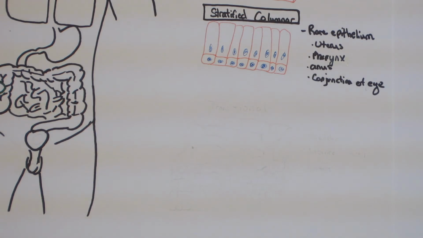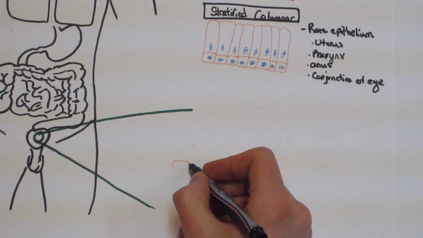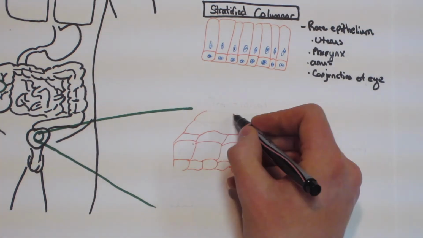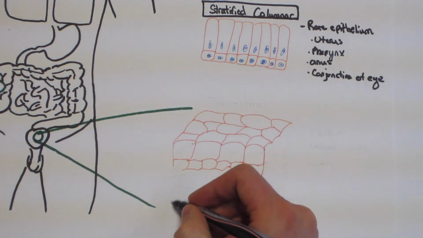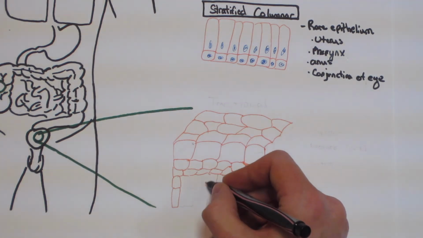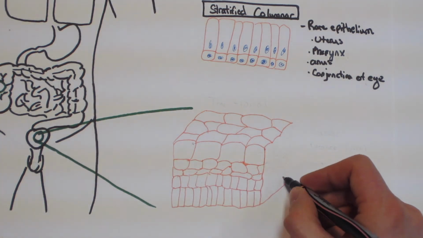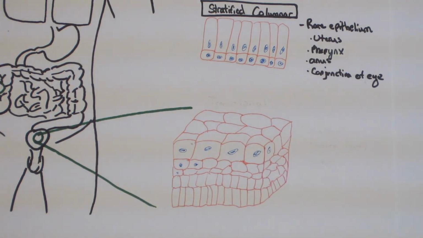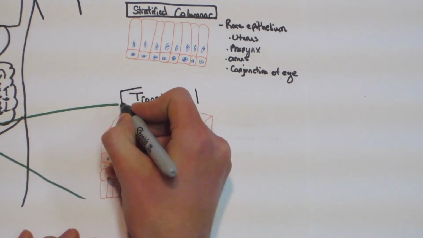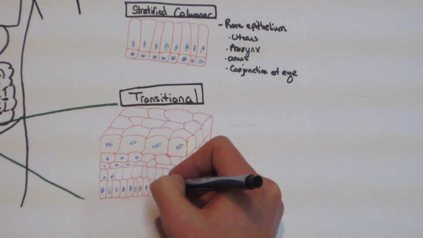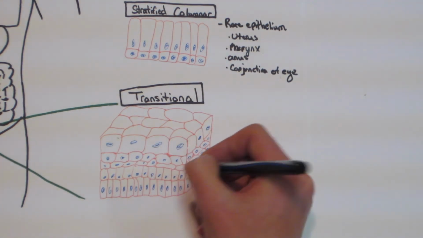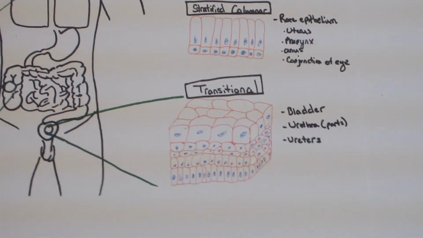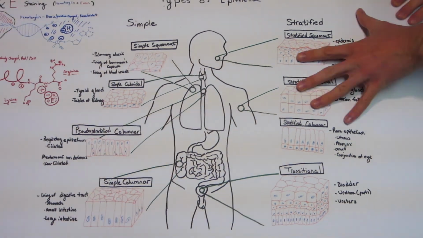Just a few examples. The final type, and we're going to zoom in on the bladder here, is a type called transitional epithelia. And it's characteristic of having these dome-like cells found on the very top of the epithelia, as you can see in this picture. It's often very flexible and can be compressed, and this is why it is a good type of epithelia to be found in the bladder, as well as some other areas such as the urethra, as well as the ureters.